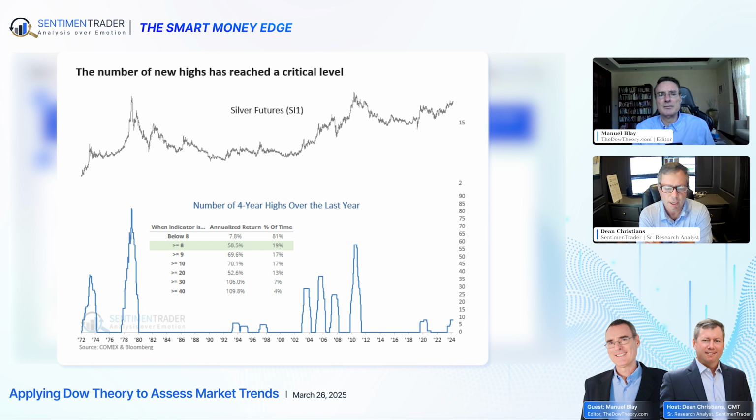But what you notice is once it gets above 8, the annualized returns are really, really juicy. When you have 8 or more 4-year highs over the last year, silver annualizes at 58%. And then it sort of cools off as you get up to 20-ish. You see that sort of back off, probably normal consolidation type of action. But once you get to 30 or 40, you can really see super high annualized returns, which generally means you are in sort of a bubble up phase when you see those types of annualized returns.